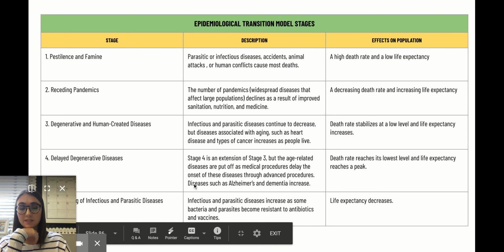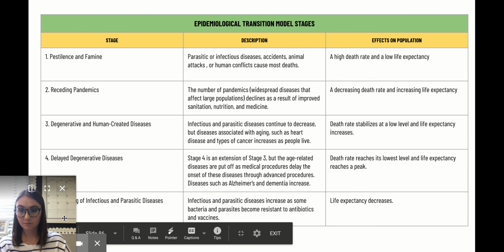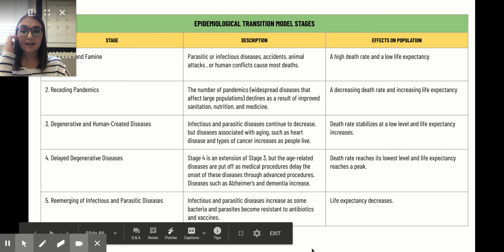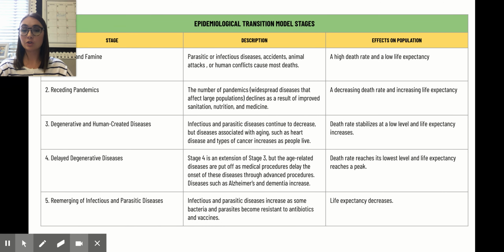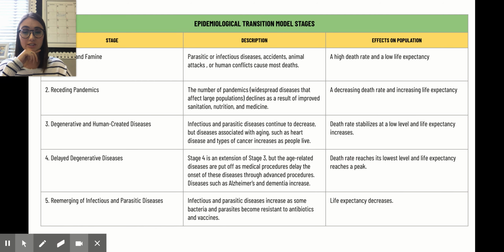Stage 5, so stage 4 is like the best a country can get, basically, because stage 5 is the re-emerging of infectious and parasitic diseases. So if a country ends up in stage 5 of the demographic transition model, they, according to the epidemiologic transition model, are concerned again with infectious and parasitic diseases. Infectious and parasitic diseases increase as some bacteria and parasites become resistant to antibiotics and vaccines. And so life expectancy begins to decrease once again.